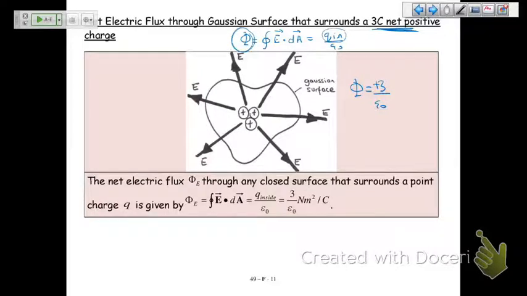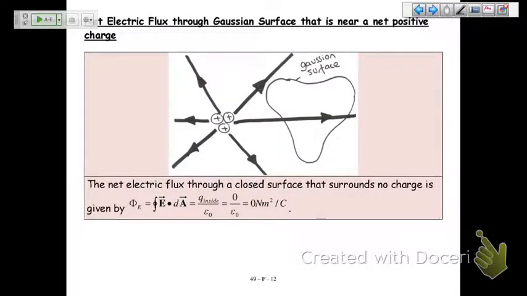And the units, of course, are going to be flux: Newtons per Coulomb times meter squared. Now, I know that Q is in coulombs and epsilon naught I could look up in a book. But the fact of the matter is it's flux. And I know that flux is Newtons per Coulomb times meter squared. So that's a piece of cake. That's really nice.